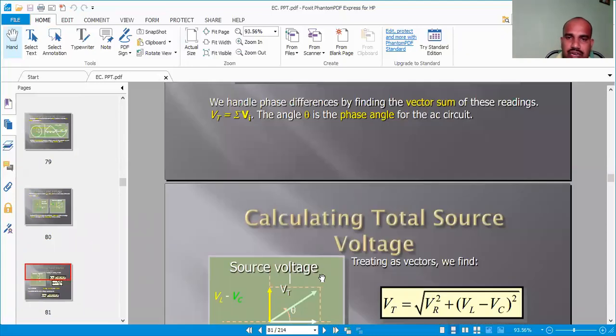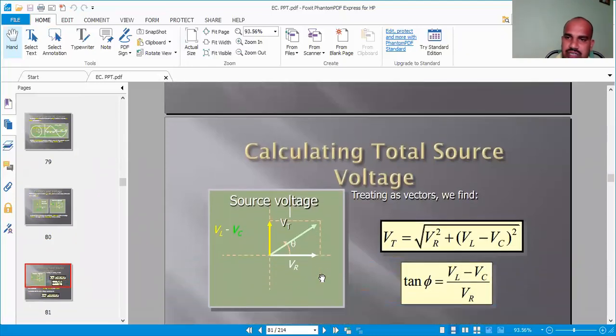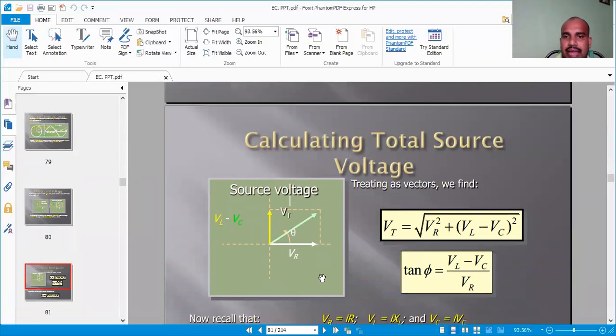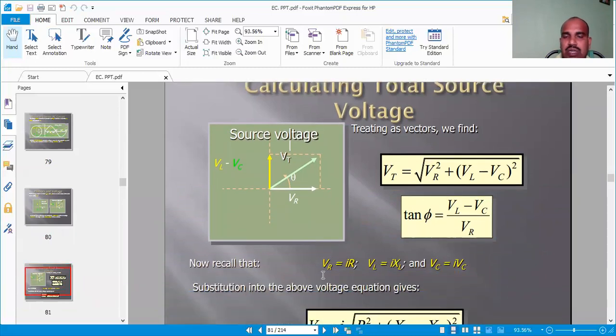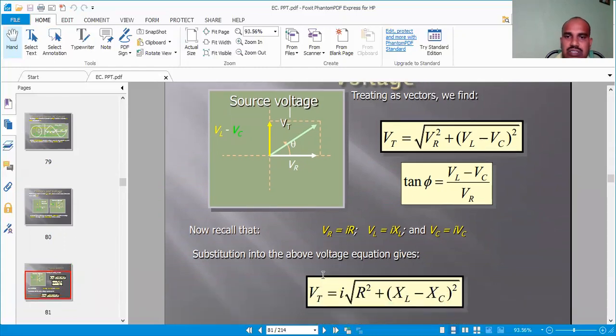Now the final source voltage V is equal to the square root of VR squared plus the square of VL minus VC. Tan phi equals VL minus VC divided by VR. VR equals I into R, the voltage across the resistor. VL equals I into XL, and VC equals I into XC. So finally, the voltage V equals I into Z.